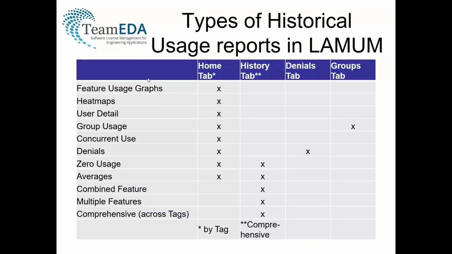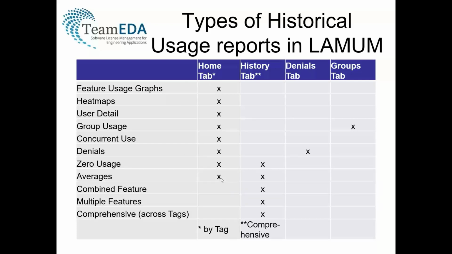First thing I thought it would be useful to do is discuss the differences between the reports on the Home tab and the reports under the History tab. Very simply, the Home tab provides the most commonly used historical usage reports by tag. So you can see the usage graphs, the heat maps, the user details, group usage, concurrent use, denial, zero usage, and averages by tag. So if all you're looking for is history by tag, the Home tab is most useful to you.